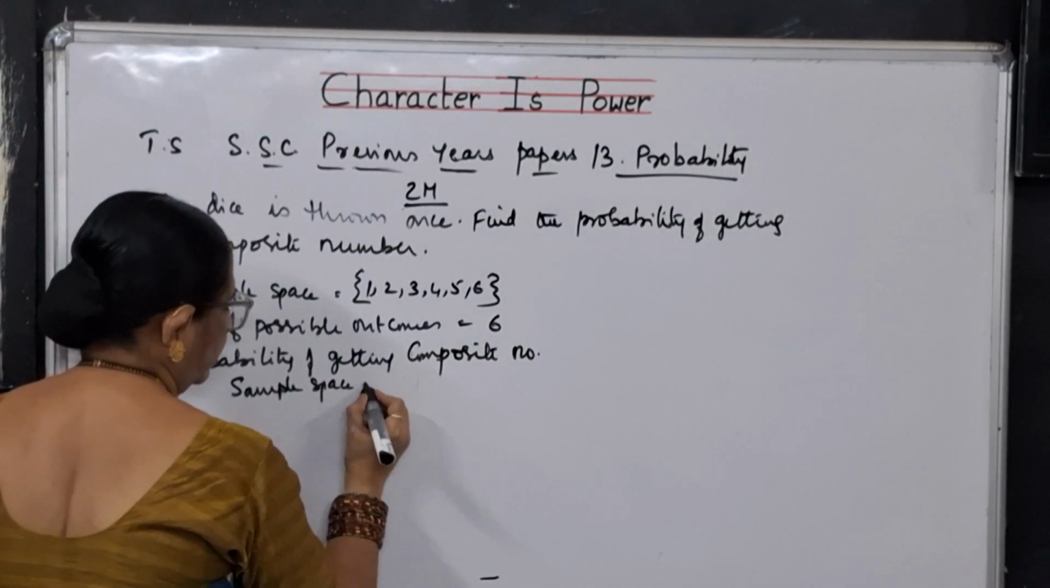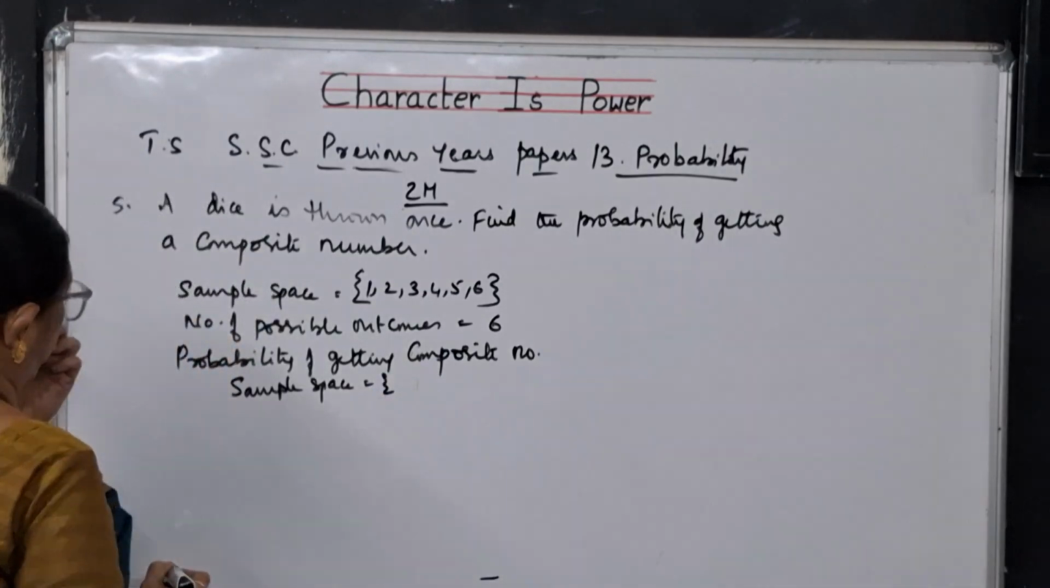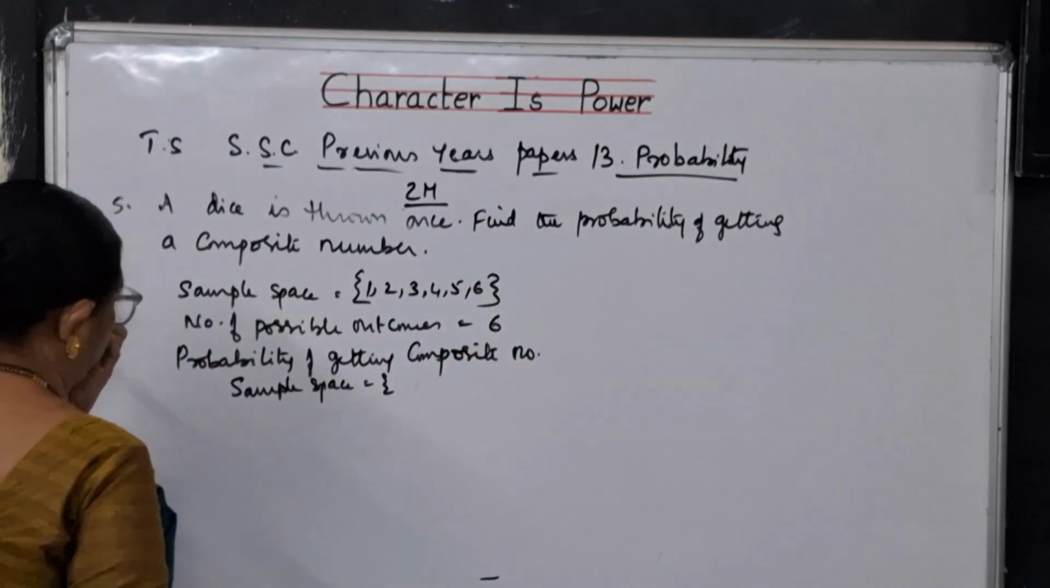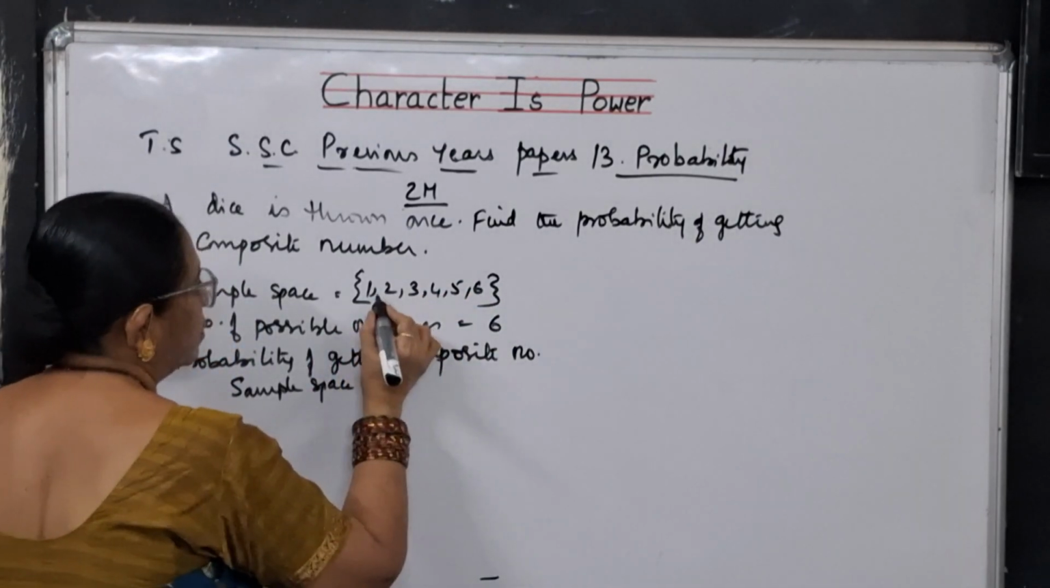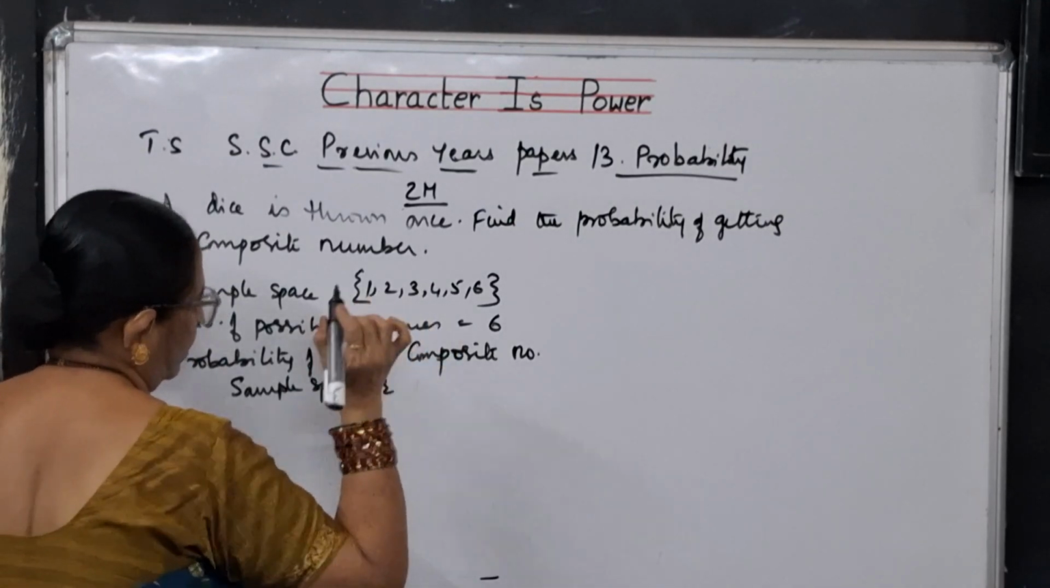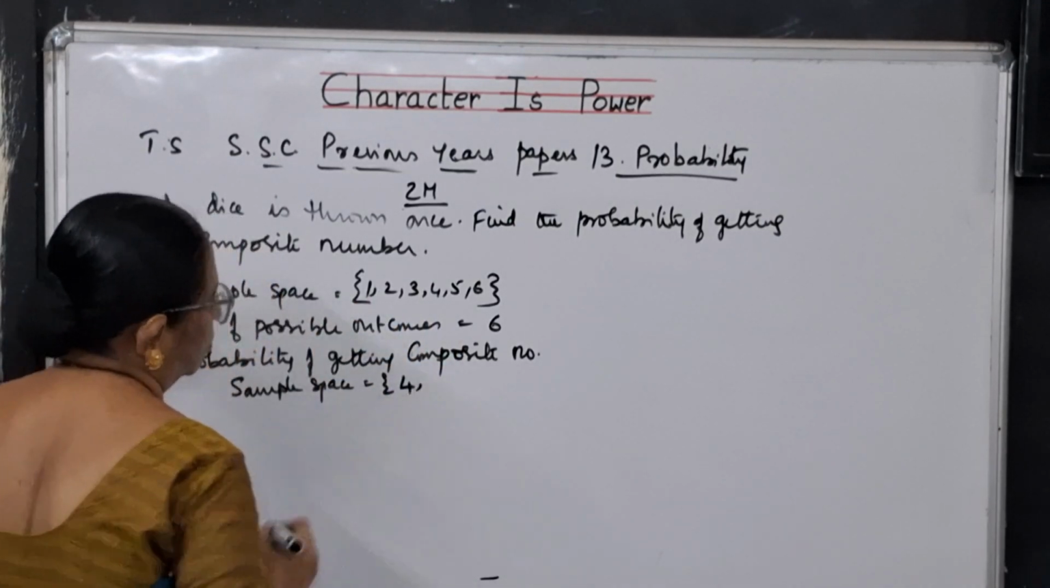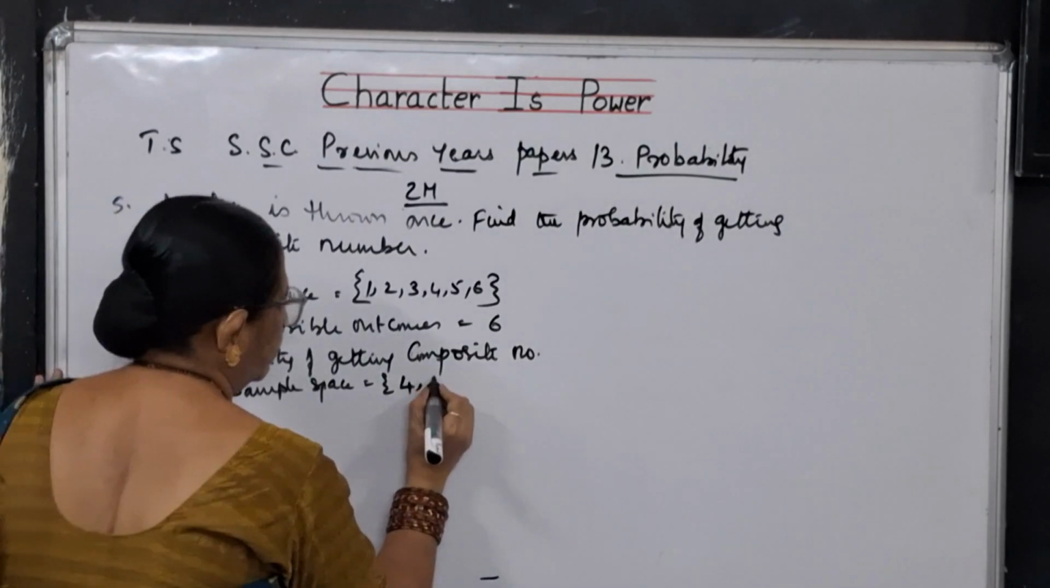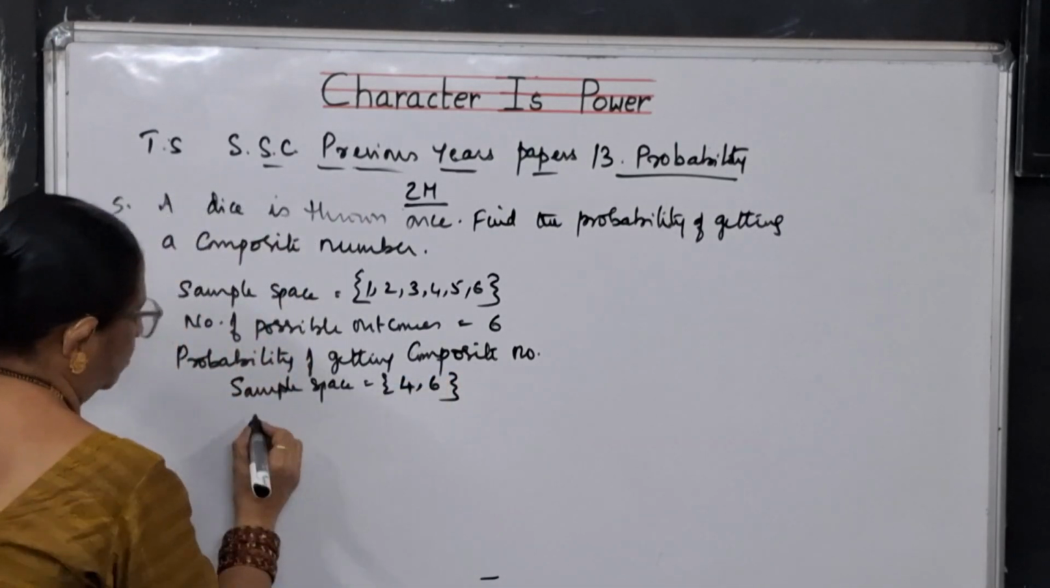Sample space. What I should write? I should write composite numbers in this. What are composite numbers, children? 1 is neither prime nor composite. 2 is a prime number. 3 is a prime number. 4 is a composite number. 5 is a prime number. 6 is a composite number.